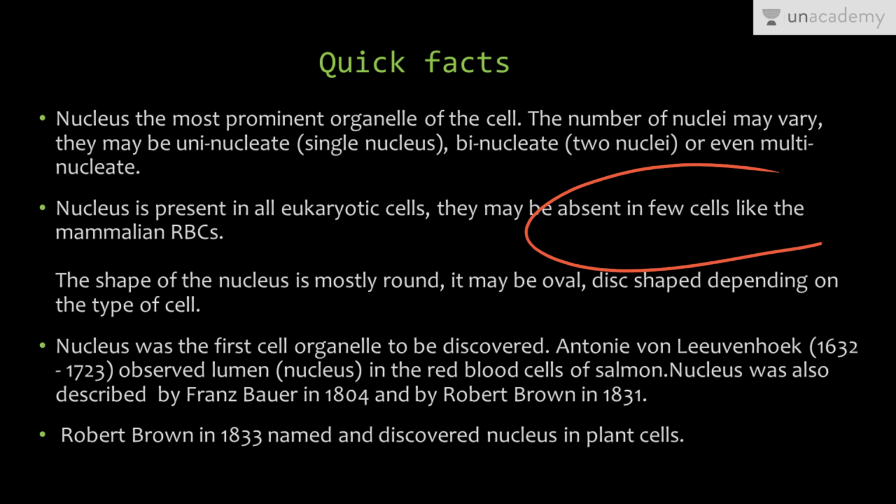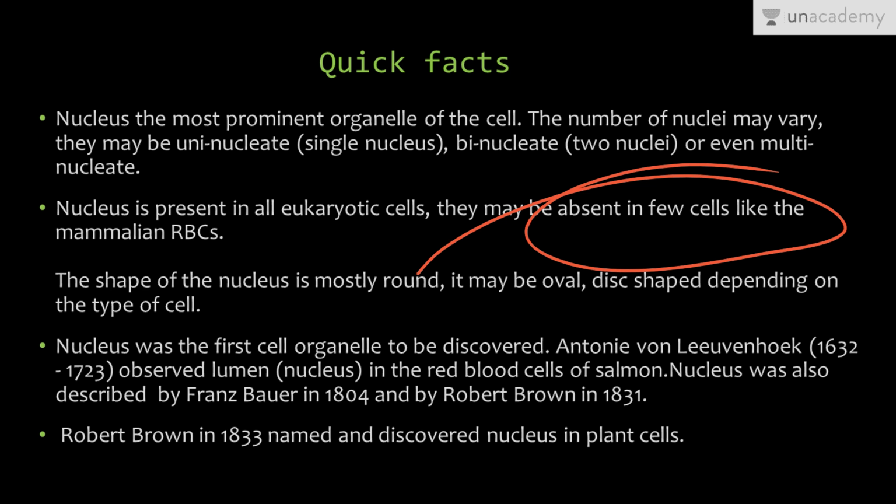In the exam, if a question is asked as to in what cells a nucleus is absent, then you're supposed to write that it is absent in the red blood cells or the mammalian RBCs. The shape of the nucleus is mostly round. It may be oval or disc shaped depending on the type of the cell.